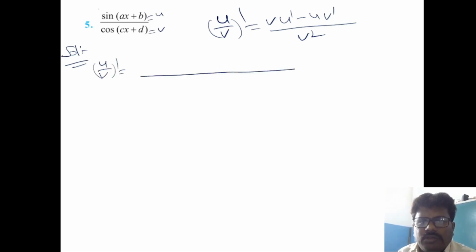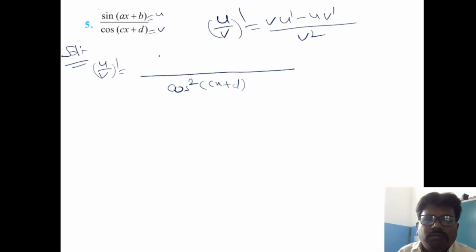So here v square means your denominator squared, so the denominator is cos(cx plus d), so cos squared (cx plus d). Here we are not doing differentiation, we are simply taking the square of the denominator. Don't write the function of function derivative here, as we didn't differentiate this, so simply we are writing just the whole square.